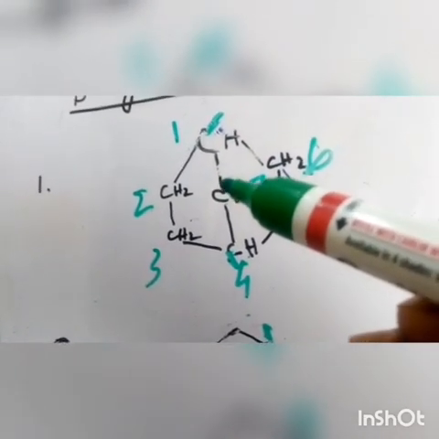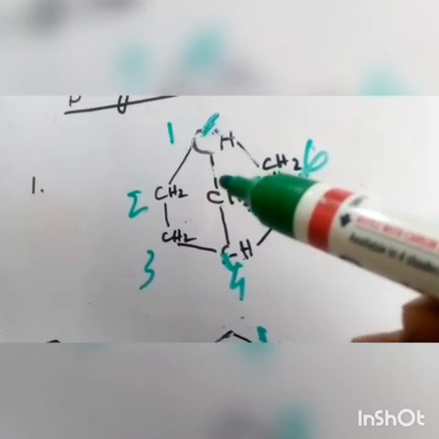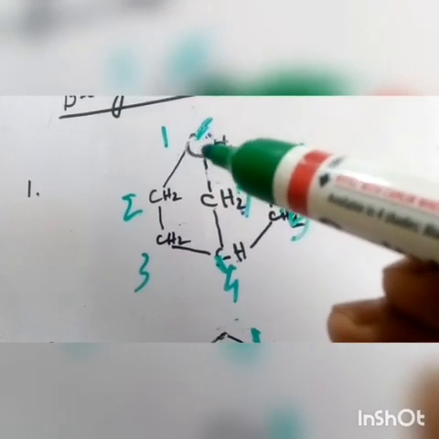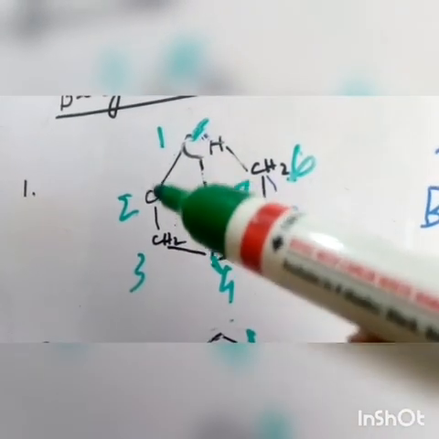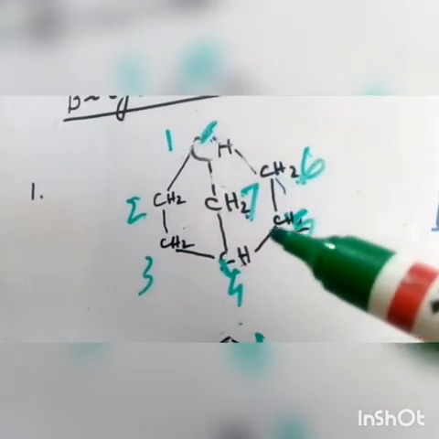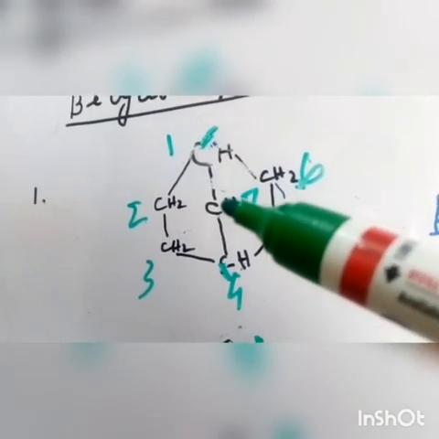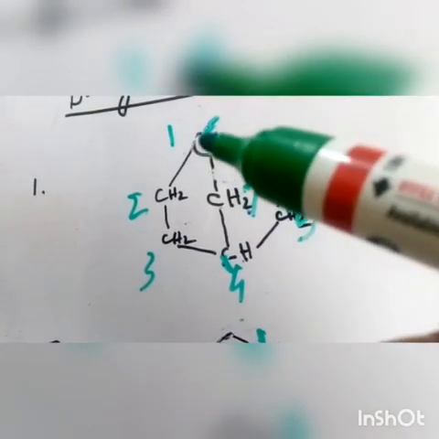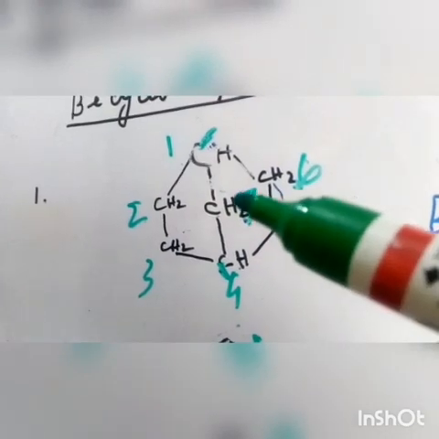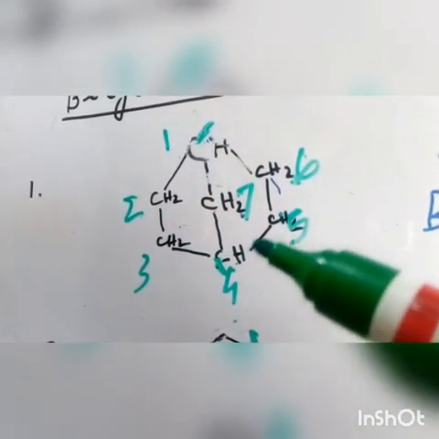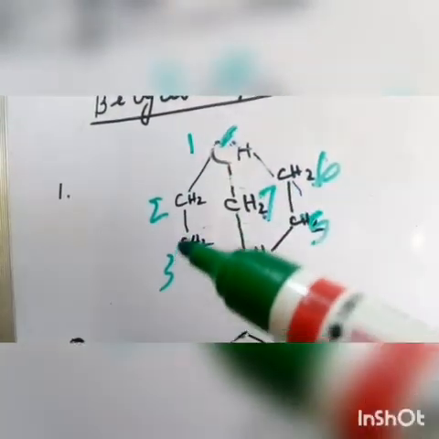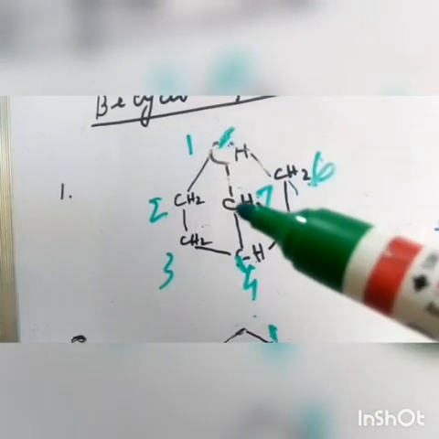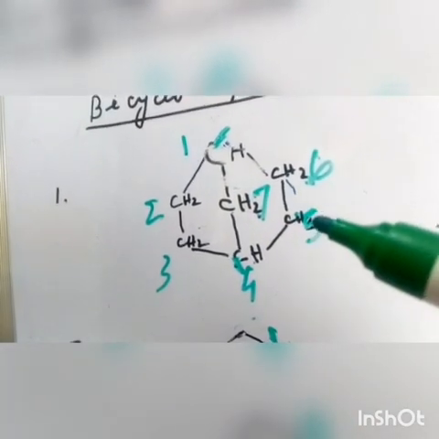So its name should be, as bicyclo compounds, bicyclo 2 2 1 heptane: methane, ethane, propane, butane, pentane, hexane, heptane. So its name should be bicyclo 2 2 1 heptane.